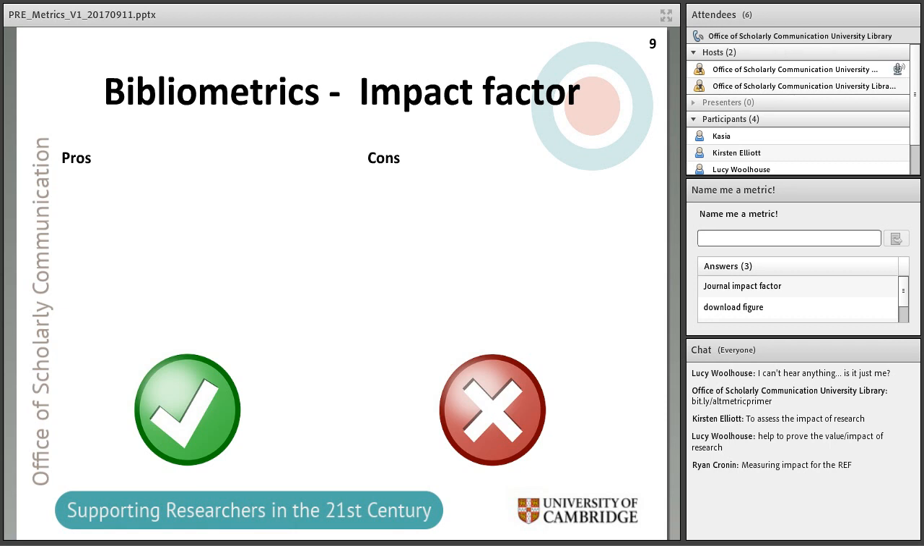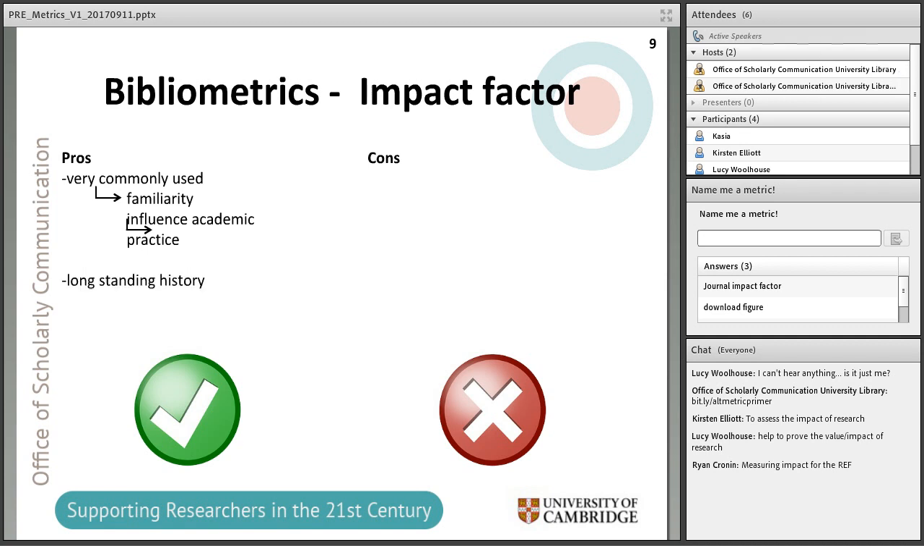So there are pros and cons to everything, as I was saying. One of the pros of the impact factor is that it's very commonly used, and it's a metric that people understand, especially in STEM, which means people are familiar with it, and it's more likely to influence academic practice. So if you're talking to researchers about metrics, they're more likely to understand what you're talking about when you mention the impact factor. So you have a bit of traction there with the audience.